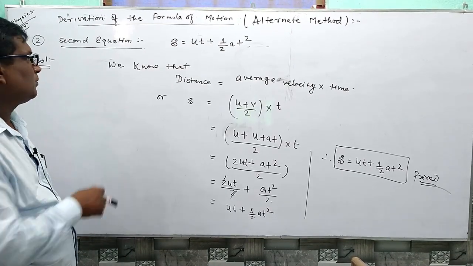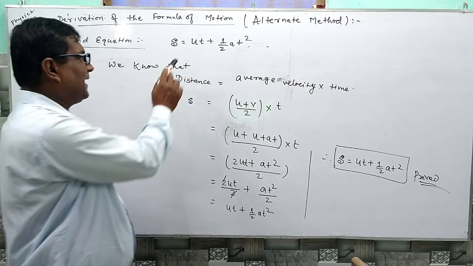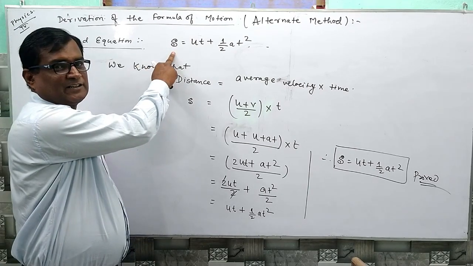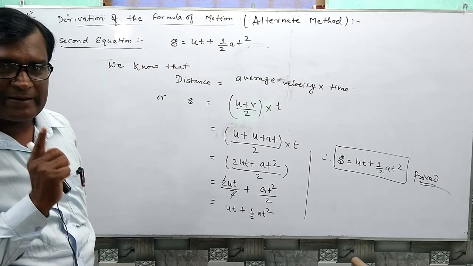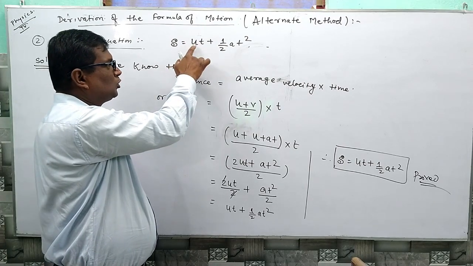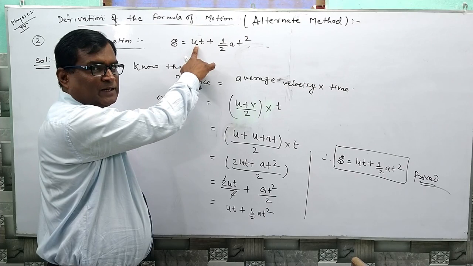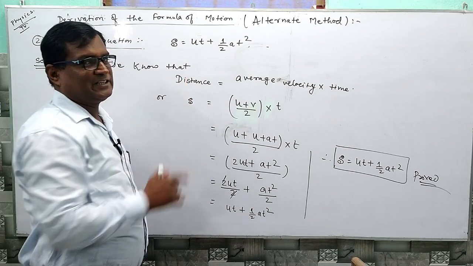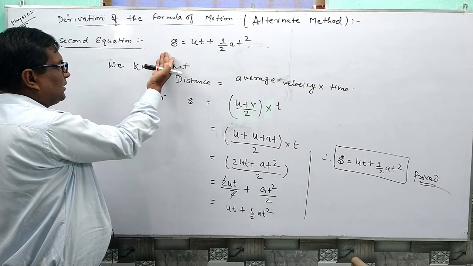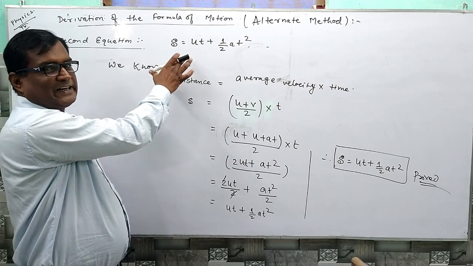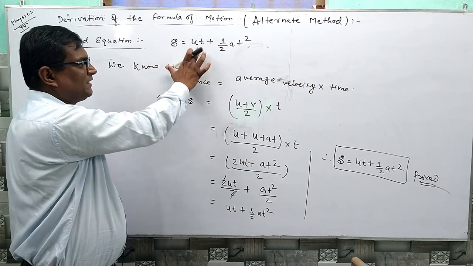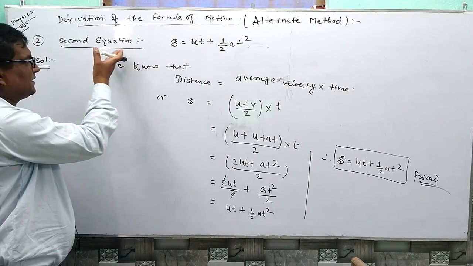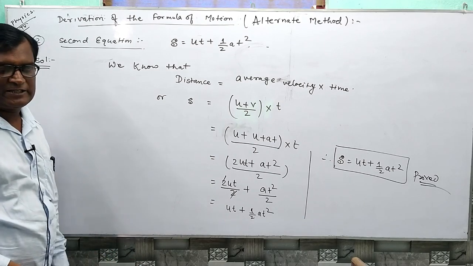The second equation of motion is s equal to ut plus half at square. Here s is the distance travelled by the body, u is the initial velocity of the body, t is the time taken, and a is the acceleration of the body. Then we will find the relation between the distance, initial velocity, time and acceleration. That formula is s equal to ut plus half at squared.